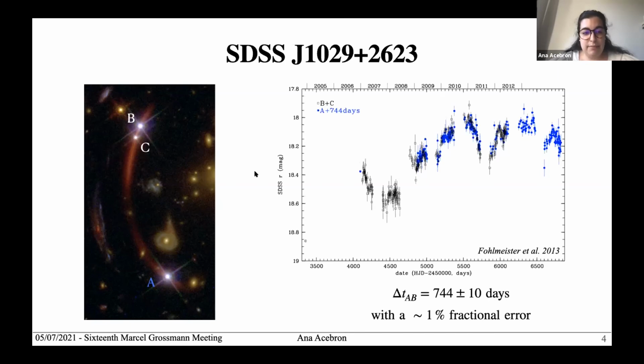So a time delay between images A and B was measured to be 744 plus or minus 10 days. And here we can note the very small fractional uncertainty of about 1%, which offers an excellent opportunity to use this system to constrain H0.